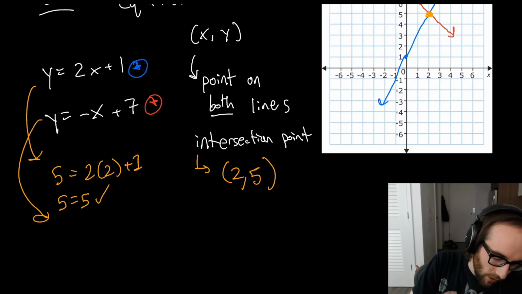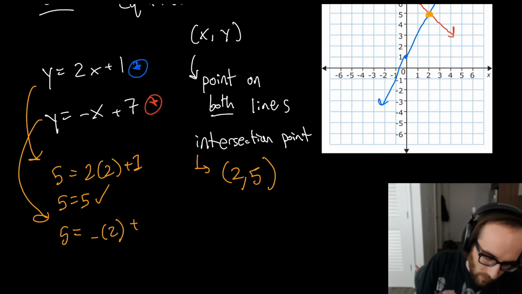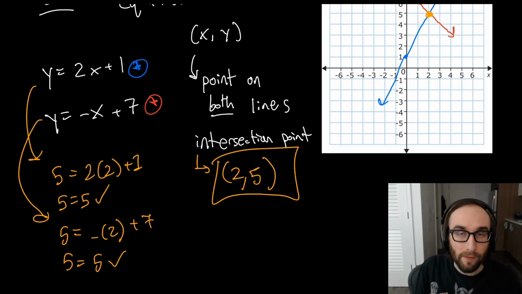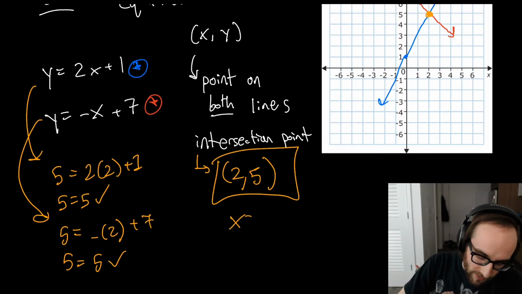Great. For our second equation, does 5 equal -2 plus 7? Yeah, 7 minus 2 is 5. 5 equals 5. Great, it satisfies both equations, so our solution is (2, 5). Another way to write the solution is x is equal to 2 and y is equal to 5.